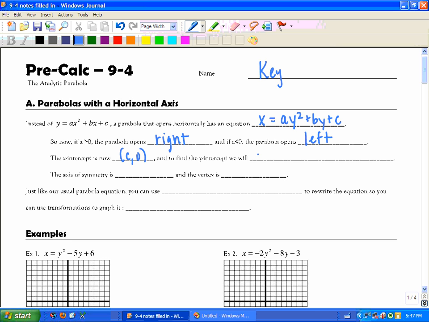And to get the y-intercept, we will set the equation equal to 0 and solve it for y. The axis of symmetry is, instead of x equals, it's going to be y equals negative b over 2a. And the vertex is, when we take that y coordinate and plug it in, it'll be whatever we get for the x. So just like usual, our parabola equation, you can figure it out by using completing the square.